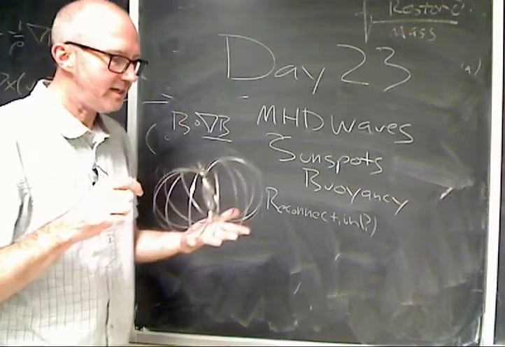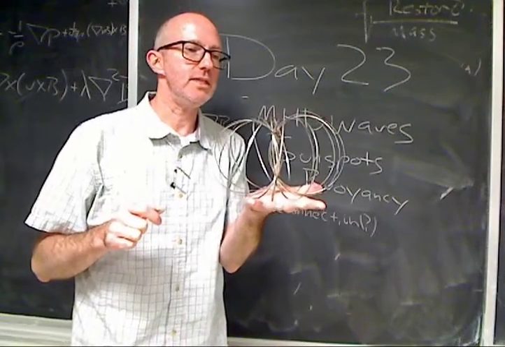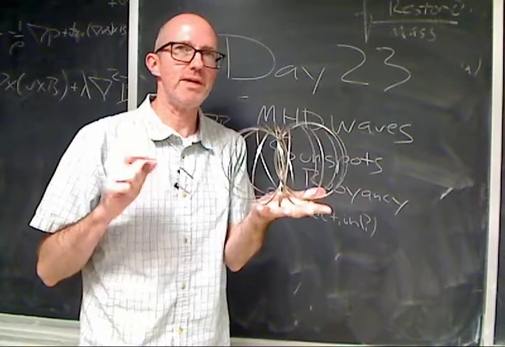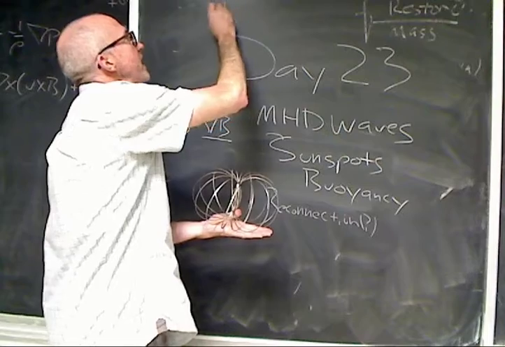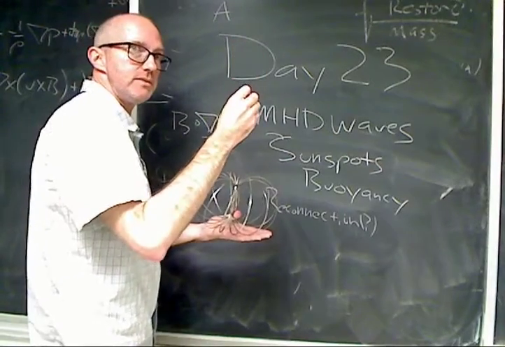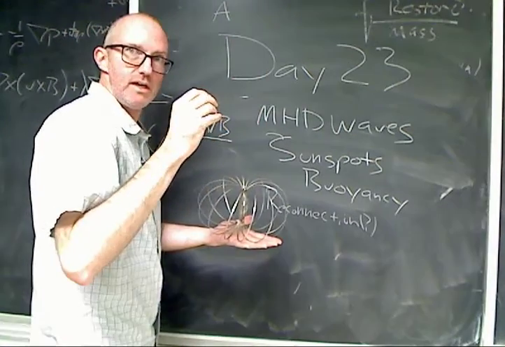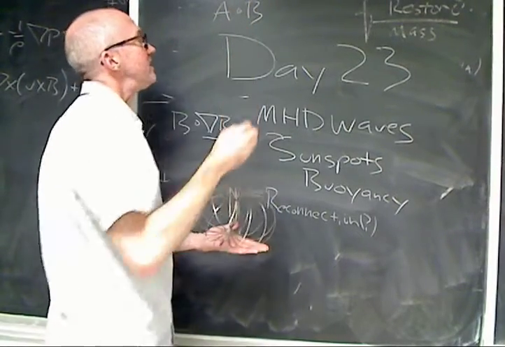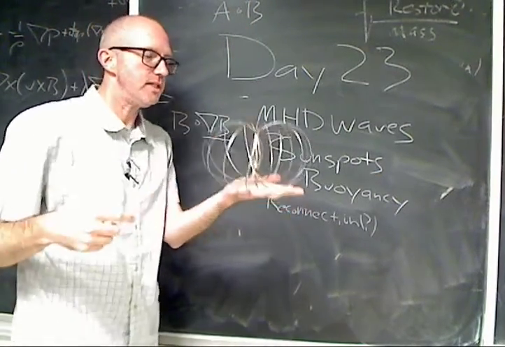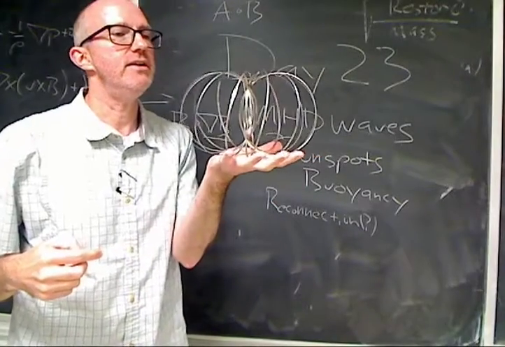Also, this one is kind of stuck here because it's got some helicity. So I'm not going to talk much about the magnetic helicity, but A is the magnetic vector potential, which you'll learn about when you do E&M. And A dot B is the helicity. And this has some non-zero helicity, which means it's going to stay here.